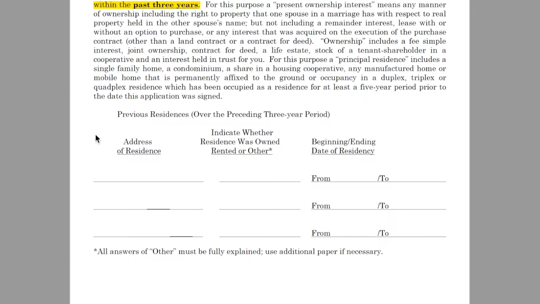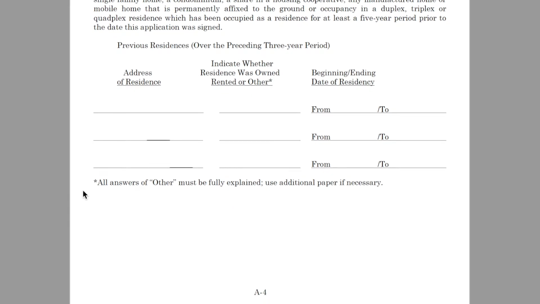Now, if you are a first-time homeowner and you haven't owned in the last 3 years, you have to fill out these next 2 sections. The first, this is the list of your previous residences over the last 3 years. So if you haven't owned in the last 3 years, where did you live? You'll list the addresses here and whether you rented those locations or if you lived with family or lived with friends or any other arrangement, and then the dates in which you lived at those properties. Just month and year is fine.